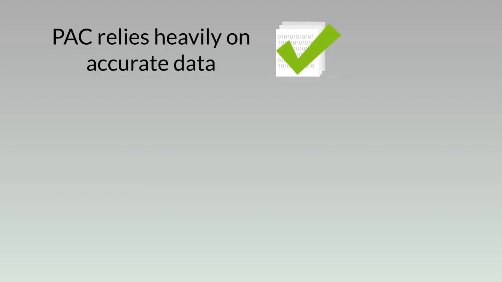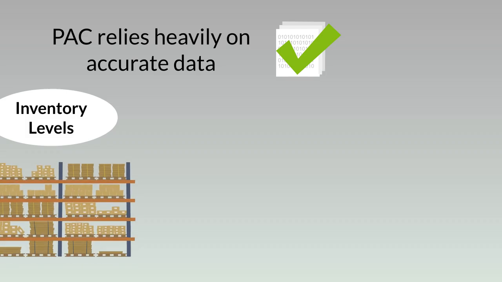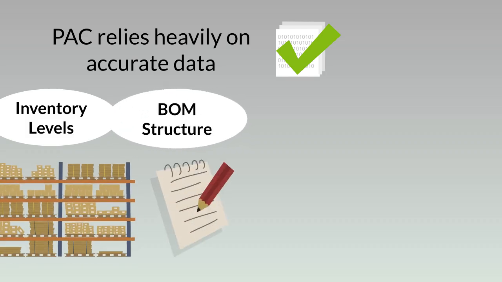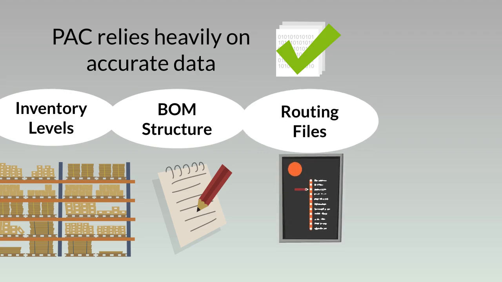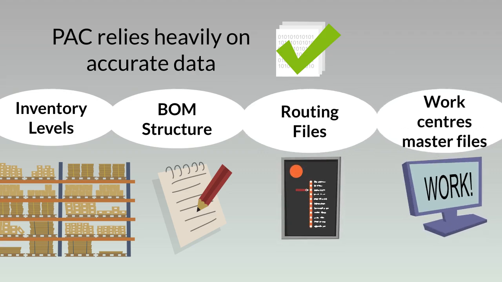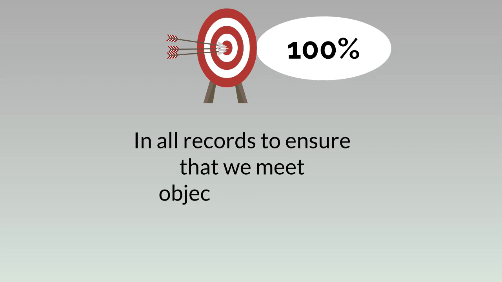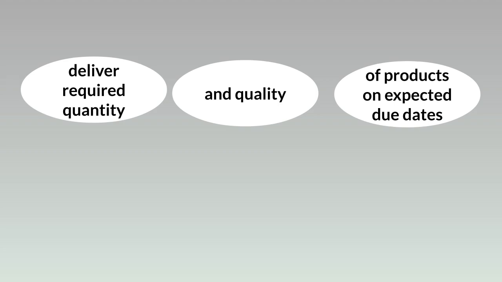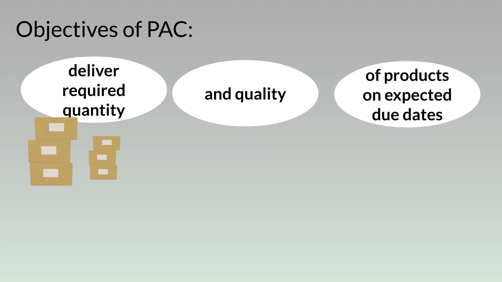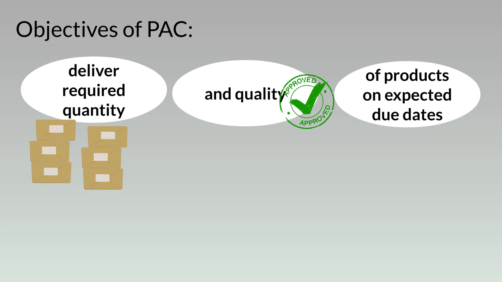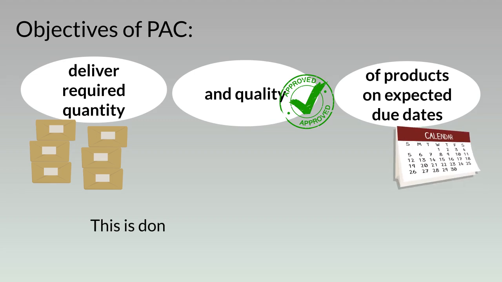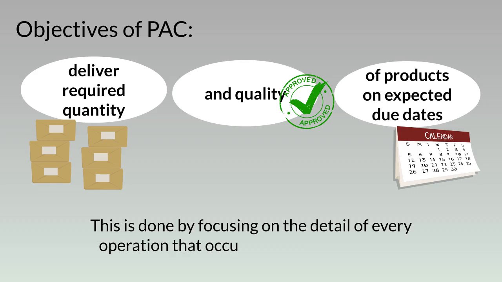PAC relies heavily on accurate data. This is accurate data in the form of inventory levels, BOM structures, routing files, and work center master files. We should be aiming to achieve 100% accuracy in each of these records to ensure that we ultimately meet the objectives of PAC. The objectives of PAC are to deliver the required quantity and quality of finished products on the expected due date. This is done by focusing on the detail of every operation that occurs in our production facility.